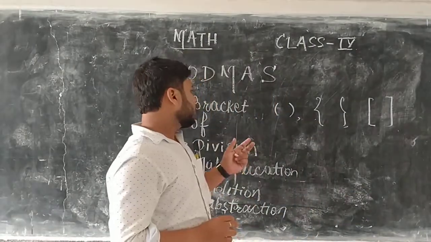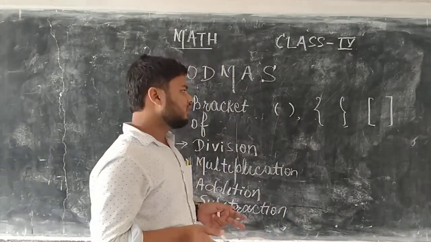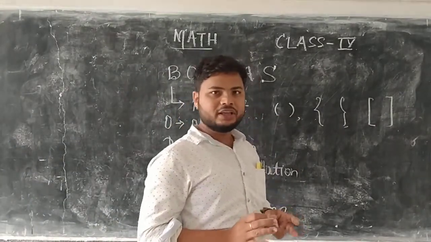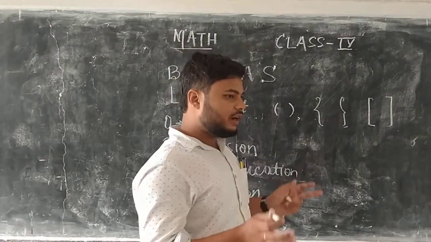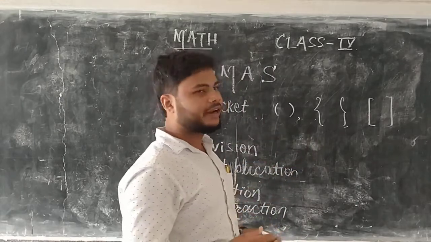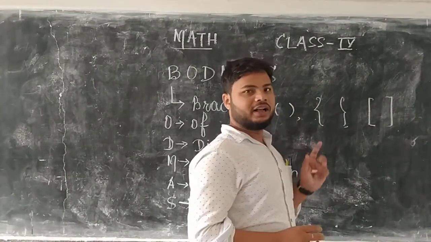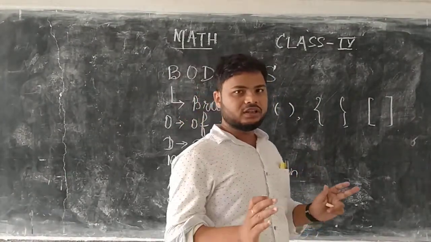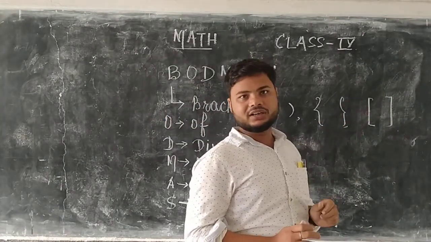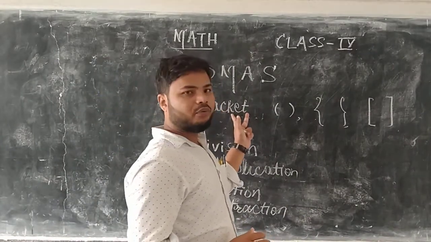If all these brackets are present in that simplification, then we will work the small bracket first, which means the operation inside the small bracket. After that we will work the curly bracket, which means the operation inside the curly bracket. After that we will work the square bracket. This was your work of bracket.